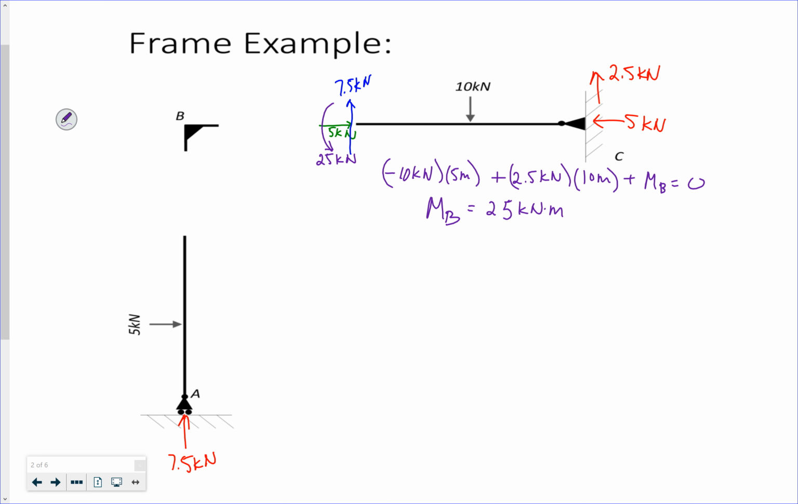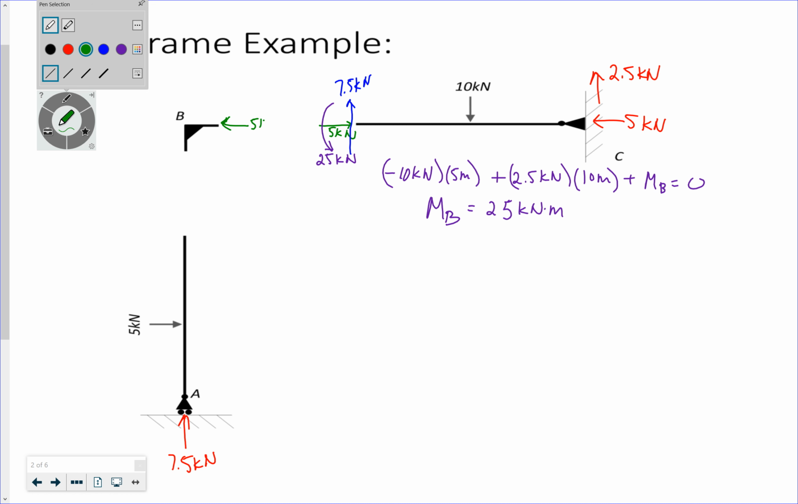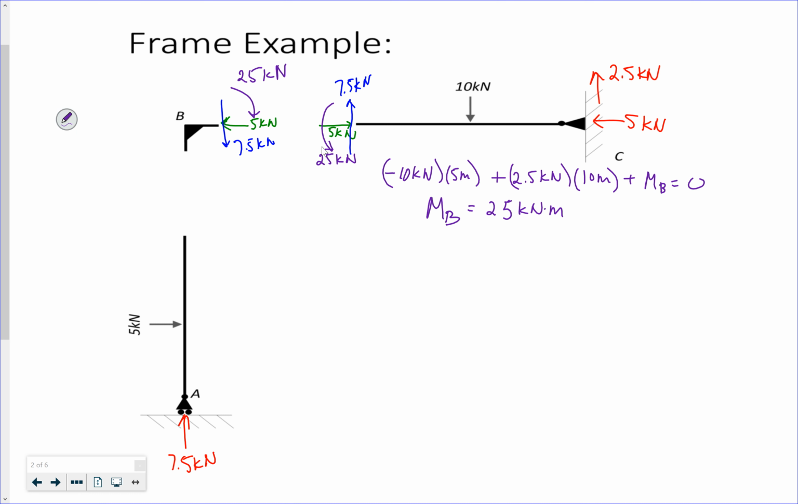So I look at my joint, and it needs to have equal and opposite reactions, right? So horizontally, it's got 5 kilonewtons. Vertically down, it has 7.5 kilonewtons. And then acting clockwise, 25 kilonewton meters. Gosh, my units are looking terrible. Kilonewtons. There you go.